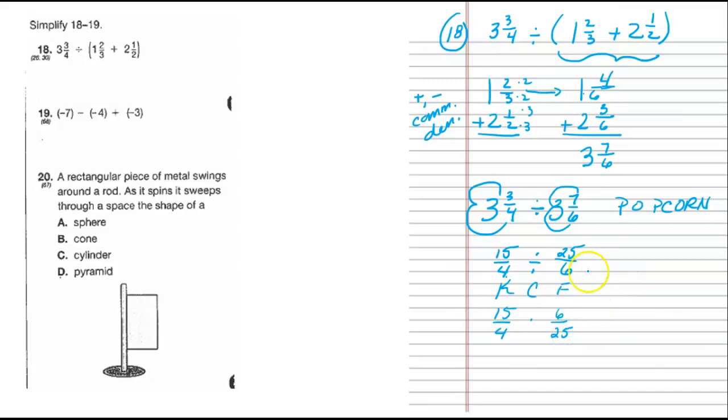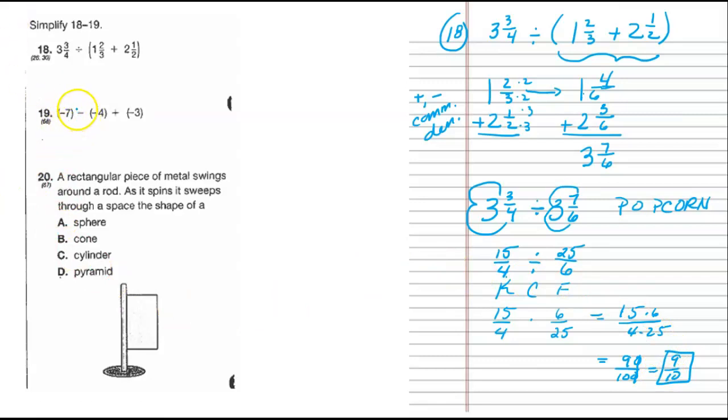Times 6/25. Okay, from here I can reduce it, but some of you are not comfortable with that. So I have 15 times 6 over 4 times 25. 15 times 6 is 90. 4 times 25 is 100. If I take my zeros out, I get 9/10, and that's my answer to 18. Looks like I'm going to have to do 19 underneath 19.